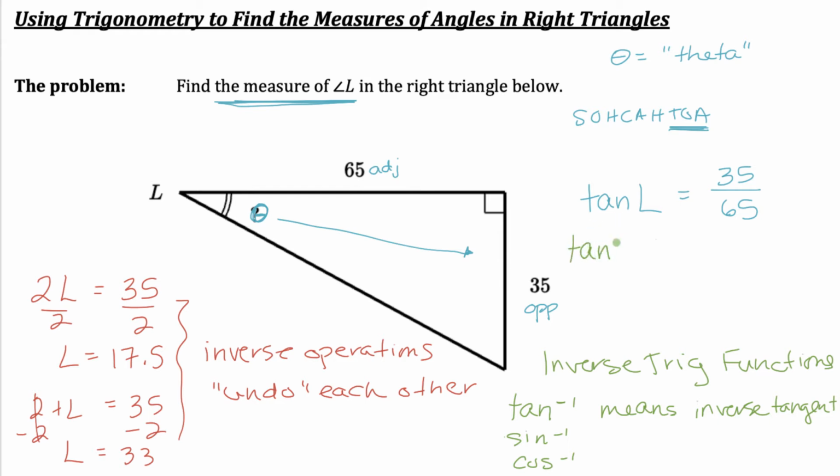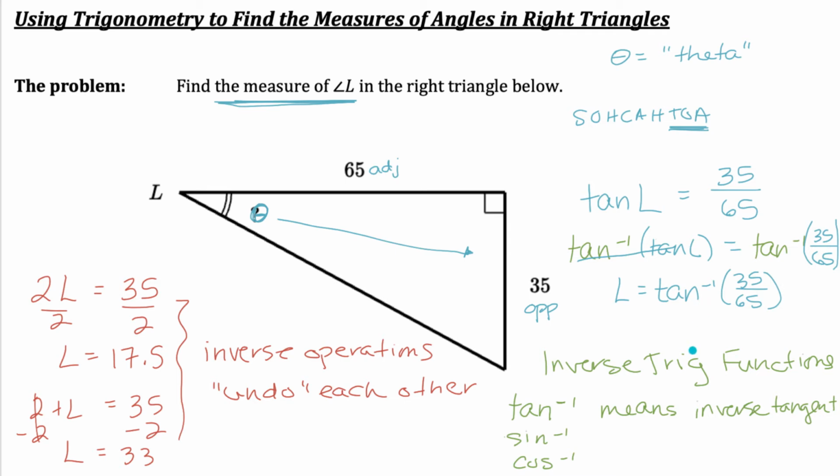So I can do inverse tangent of the tangent of L. And if I do it to this side, I have to also do it to the other side. So I can take the inverse tangent of 35 over 65. Now this inverse tangent of the tangent is going to cancel the tangent, and I'm just going to be left with L over here. And I'm going to be left with L is equal to the inverse tangent of 35 over 65. Okay, well that's great, but it still doesn't tell me what the measure of angle L is. I mean, it does, but this is not something I'm familiar with.